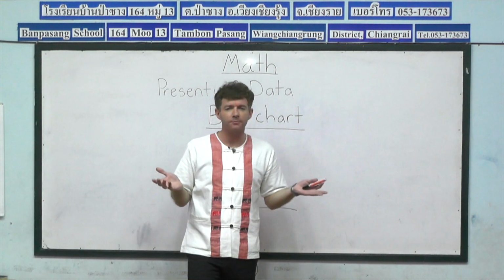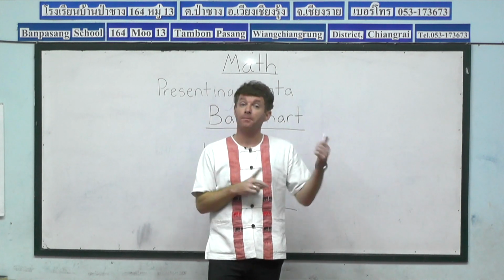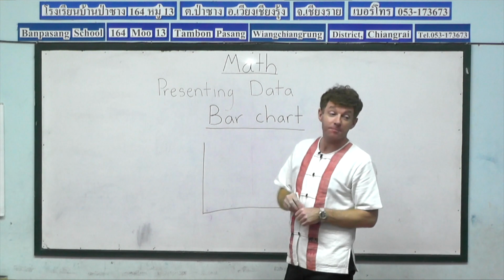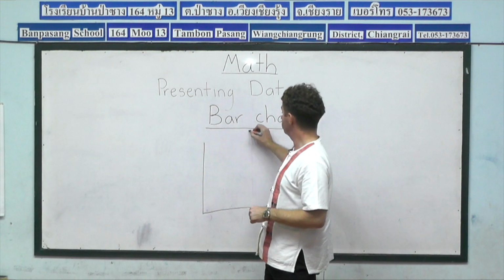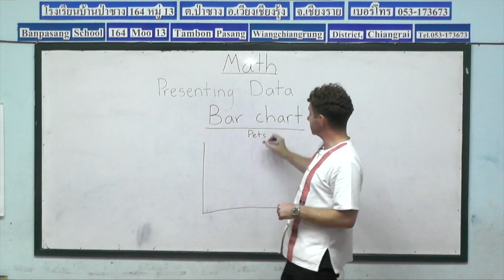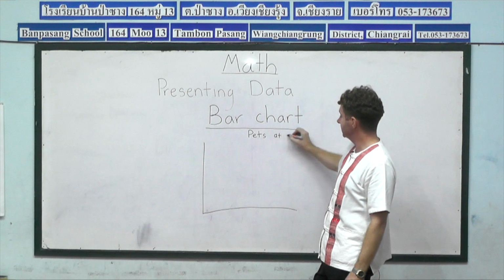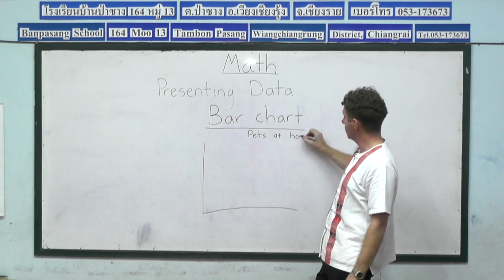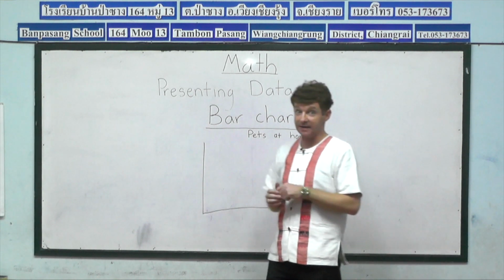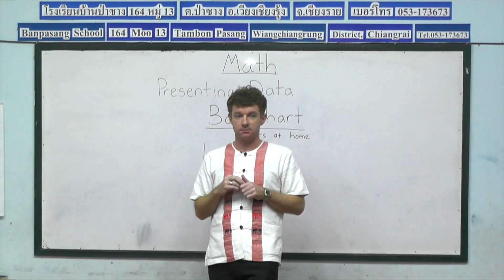What shall our bar chart be about, guys? We could have sports, pets, foods. Pets, okay. So we have pets at home. P, E, T, S. Pets. At home, A-T, H-O-M-E. Okay, so what I'd like from you guys is to tell me 4 different types of pets.